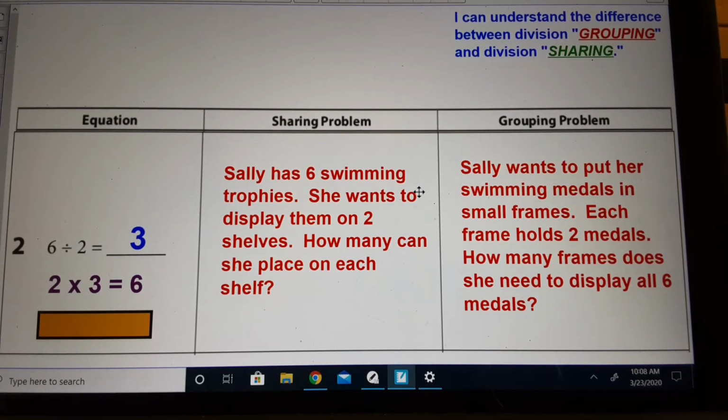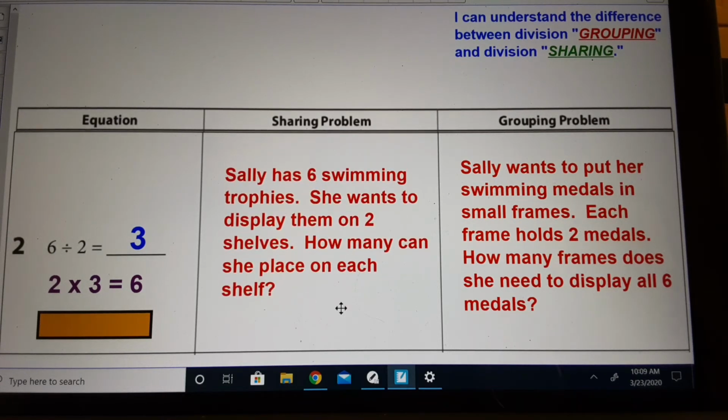Well, do we know how many groups there will be? No, we don't. The question is asking how many can she place on each shelf. We do know how many groups there will be. There will be 2 groups, 2 shelves. What we don't know is how many will go on each shelf. So this question is answering how many trophies can go on each shelf, how many will be in each group. So this is a sharing problem.